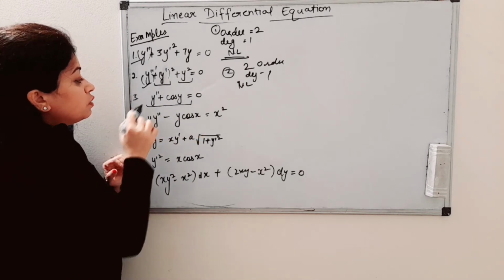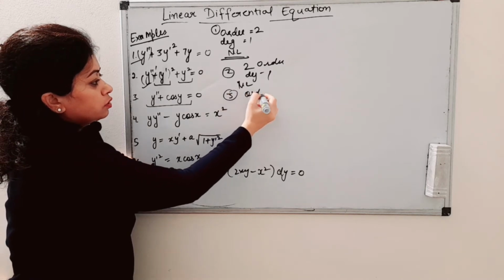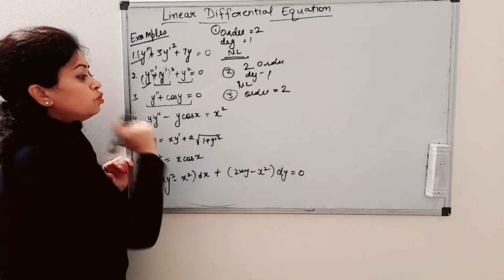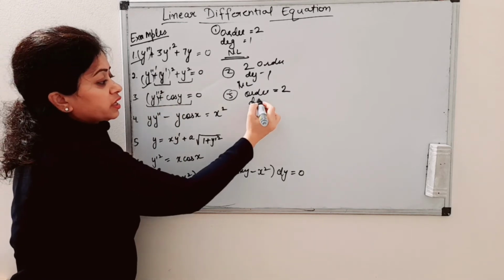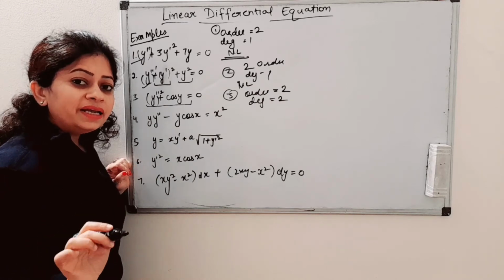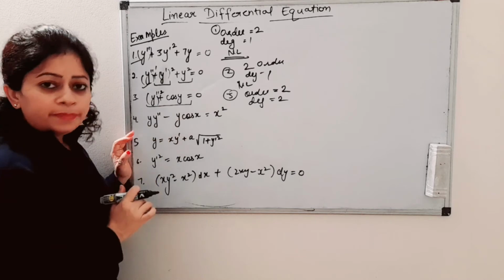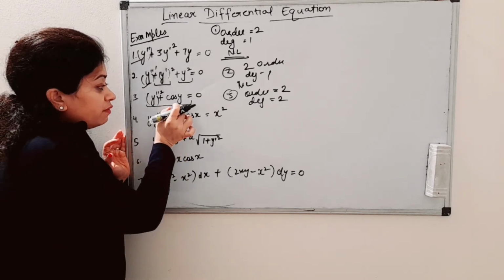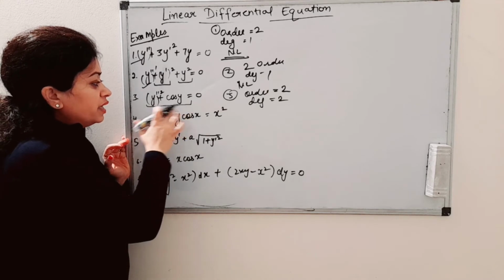Now tell me what is the order. Order is 2, and for degree, suppose we have y double dash square, so degree is also 2. Now tell me whether it is linear or non-linear. See, in this example, we have a transcendental function, cos y.